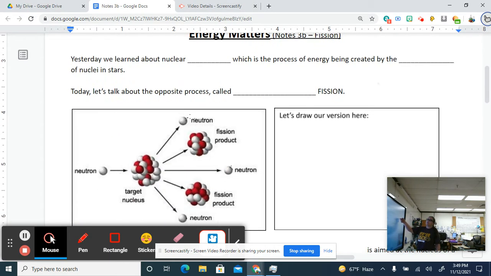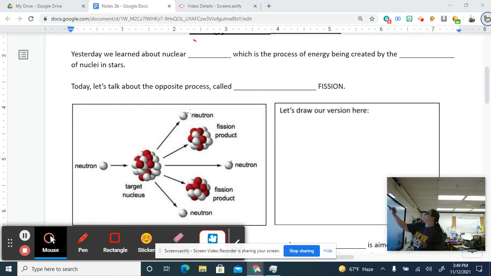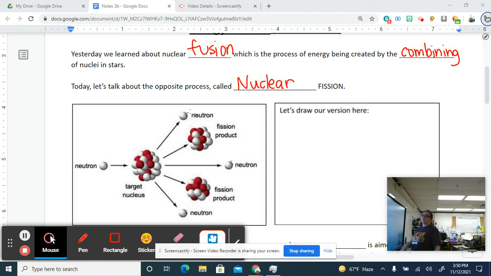So yesterday we learned about nuclear fusion, which is the process of energy being created by the combining of nuclei in stars. So today we're going to talk about the opposite process called nuclear fission. They're both nuclear. They're both involving the nuclei of atoms. But one is fusion, where two small come together to make a larger one. This is fission, where one large gets split.